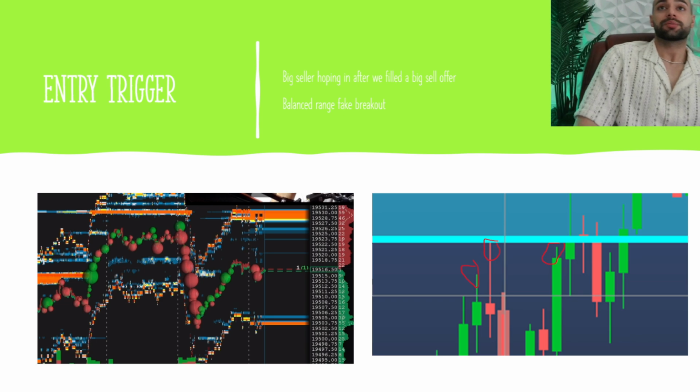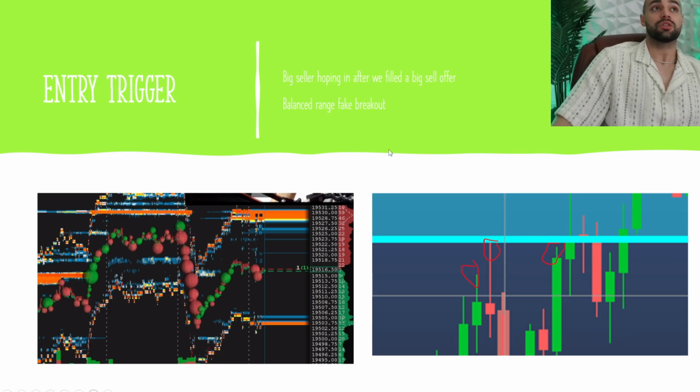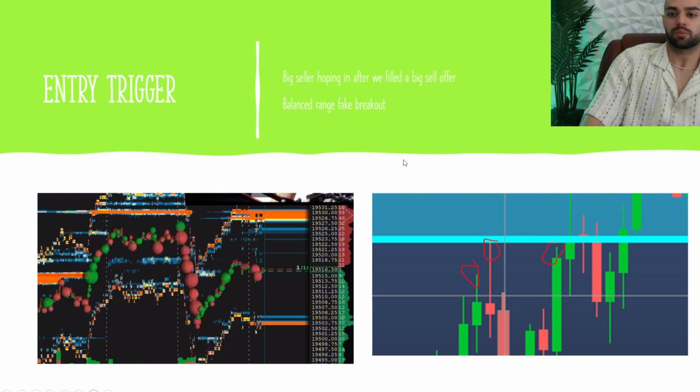So my entry trigger on this, right, was big seller hopping in after we filled a big sell offer. So we filled a big sell offer right here. We had some exhaustion from buyers, and then huge sellers hopped into the market, right? And that's when I was looking for my entry. This was a false range breakout play as well, which was my entry trigger.